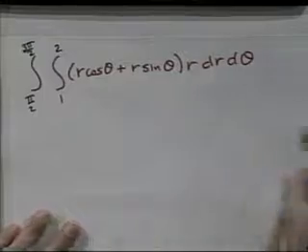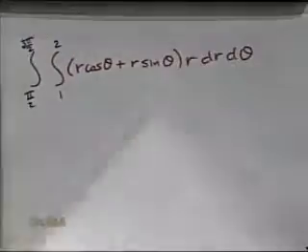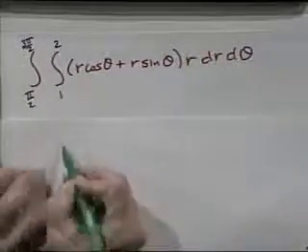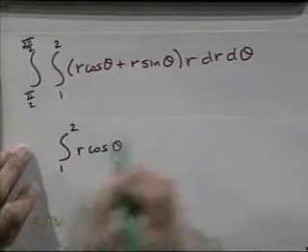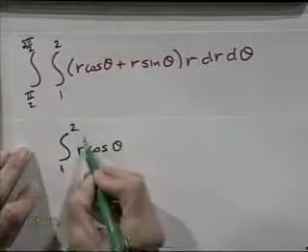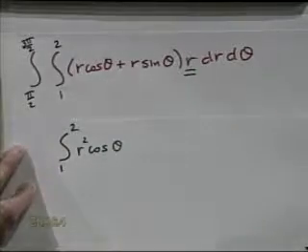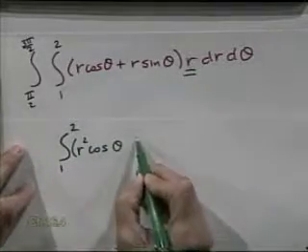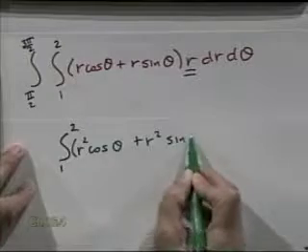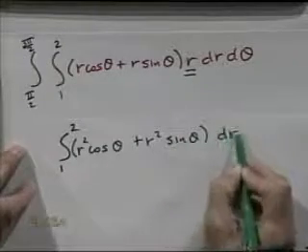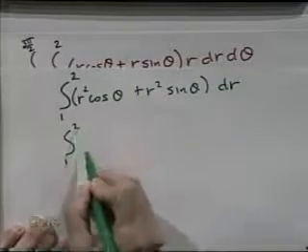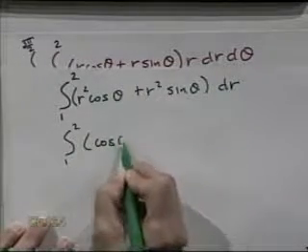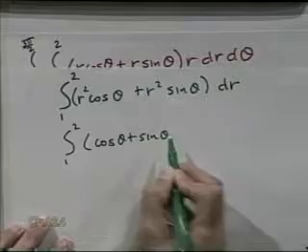Doing this integration, first we're going to do the inner integral. So I have to figure out what is the integral from 1 to 2 of r cosine theta. Why don't we write it as r squared? Students always forget to multiply that through. It's going to be r squared cosine theta plus r squared sine theta dr. And in fact, notice, what I'm going to do is I'm going to factor out cosine theta plus sine theta.